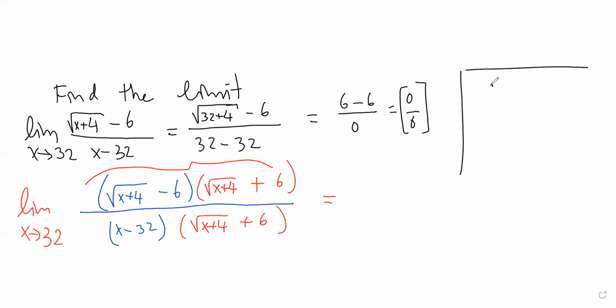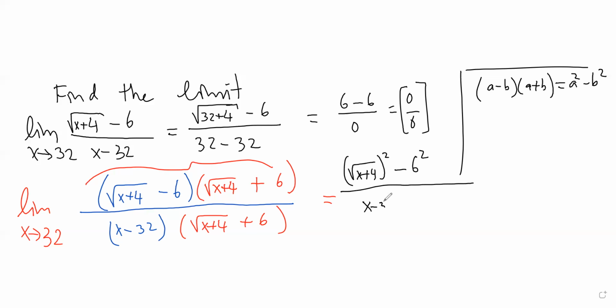So I'll just remind you: a minus b times a plus b equals a squared minus b squared. And that's exactly what you see here. Since the terms are the same, the first term is equal to the first term of the other, and the second term of the first is equal to the second term of the second. So therefore, this is a minus b times a plus b. It's exactly going to be the square of the first one, because the middle two are going to cancel, minus the square of the second, over x minus 32, and then the same stuff right here.